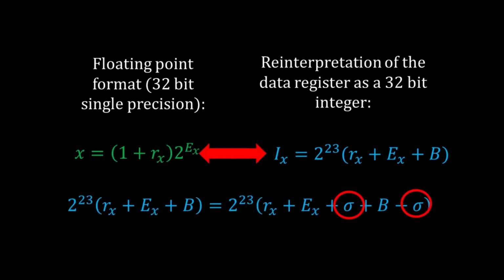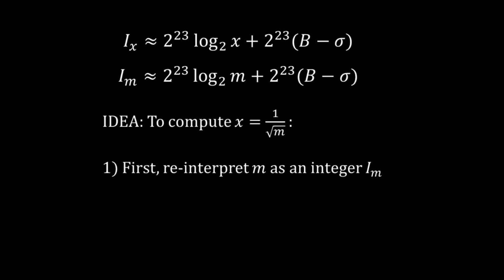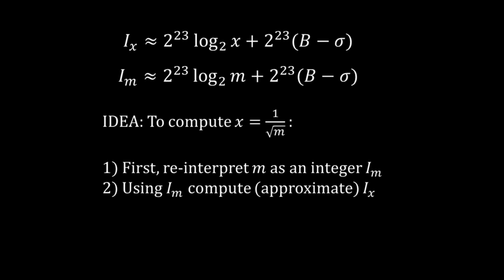Note that we can add and subtract sigma in the integer representation, such that we have the form of the base 2 log approximation we derived before. Therefore, the reinterpretation of the integer can be approximated in terms of the base 2 log of the original number x plus a constant, and we can do the same for m. Then, the complete method to compute the inverse of the square root approximation is the following. First, we reinterpret m as an integer. Then, we use that integer to approximate the integer representation of x. And finally, we reinterpret the integer as a floating point representation to obtain our result.